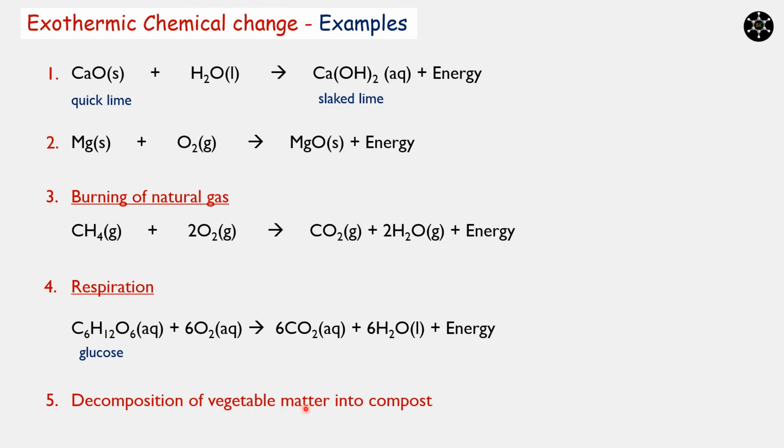Decomposition of vegetable matter into compost is also an example for exothermic change. If you have the first-hand experience of composting, just measure the temperature after 2 or 3 days. You will feel a mild heating sensation. All these 5 reactions can be more specifically called as exothermic chemical change because all these are chemical reactions, meaning one substance is getting converted into another substance.